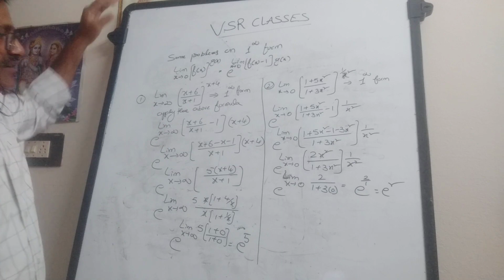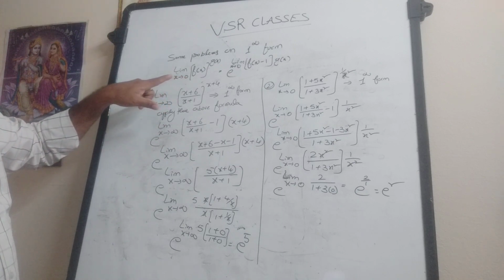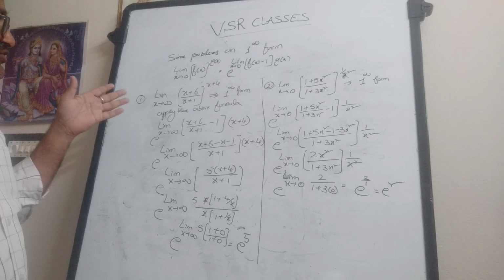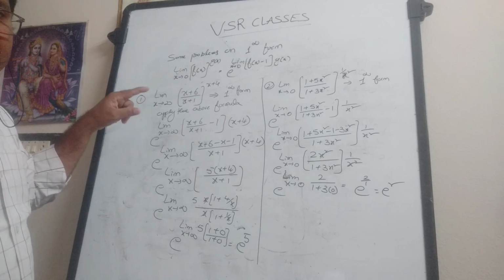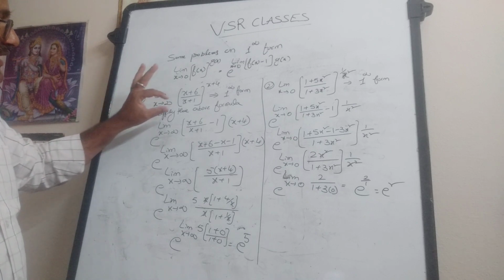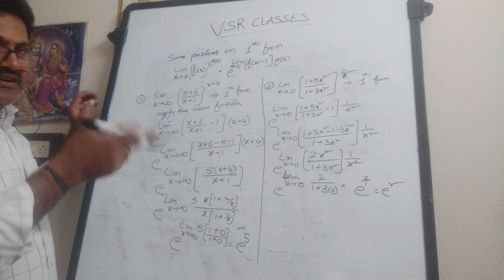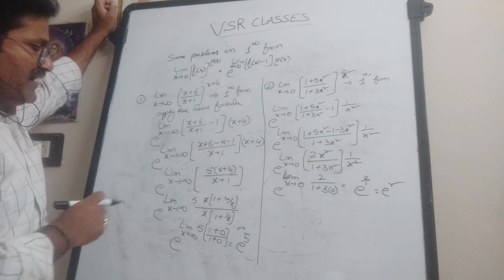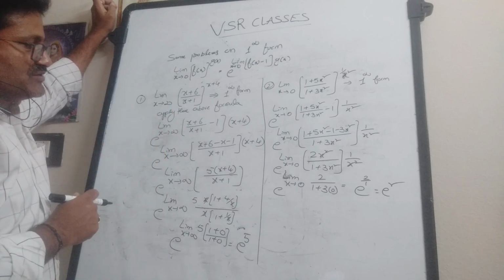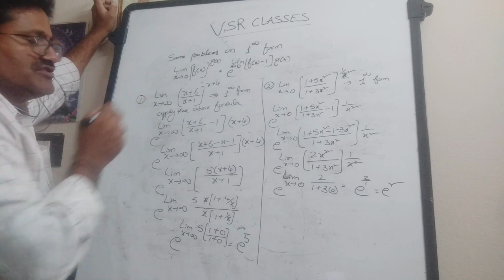Limit as x tends to infinity of (x plus 6 by x plus 1) whole power x plus 4. Now if you substitute the limit when x tends to infinity, you will have the 1 power infinite form. So applying the above formula, e power limit x tends to infinity of x plus 6 divided by x plus 1 minus 1. We already discussed this in the previous video. This is a function f of x and this is a function g of x.